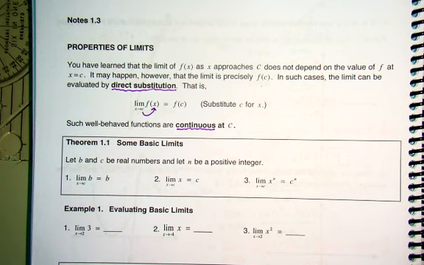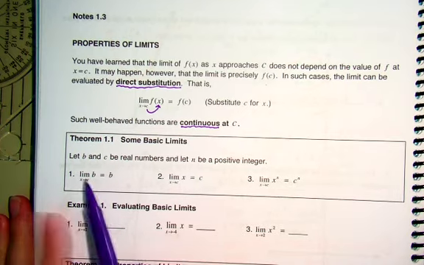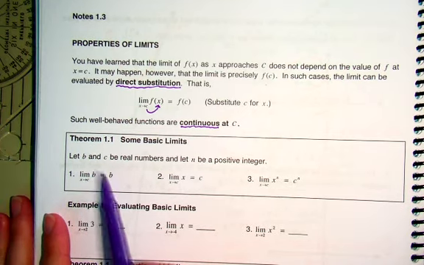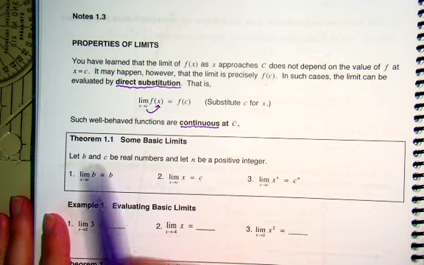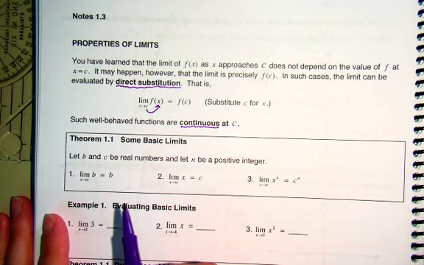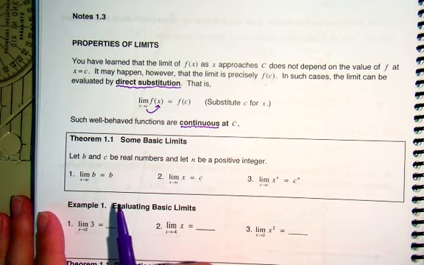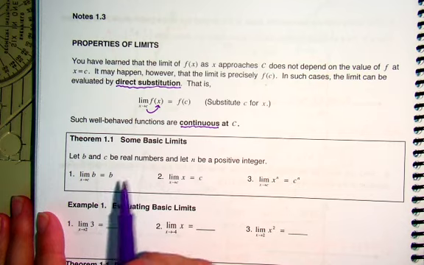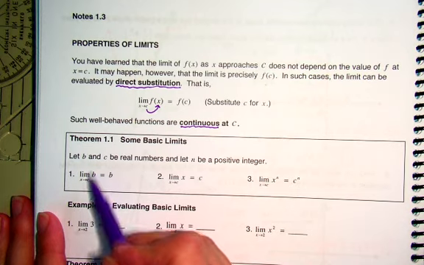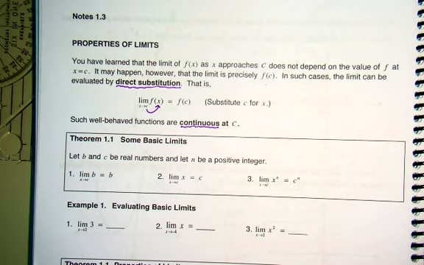Theorem 1.1 says let b and c be real numbers, and let n be a positive integer. If I have the limit as x approaches c of just b, what kind of graph does that look like? A straight line, don't say straight, a horizontal line, right? Yes, all lines are straight. A horizontal line at b. So every value is just equal to b, so the limit at any point is going to be equal to that b. Okay, that's all this first one is.